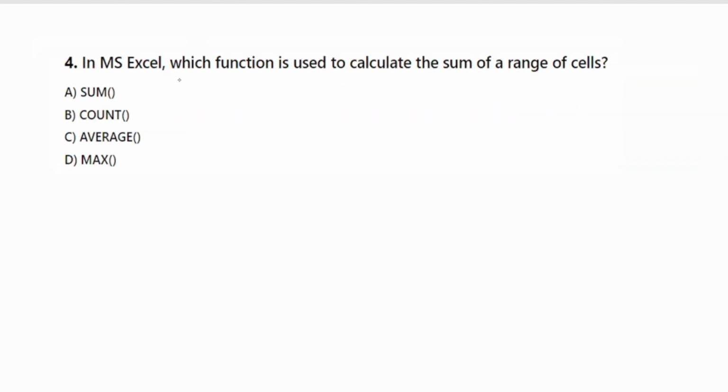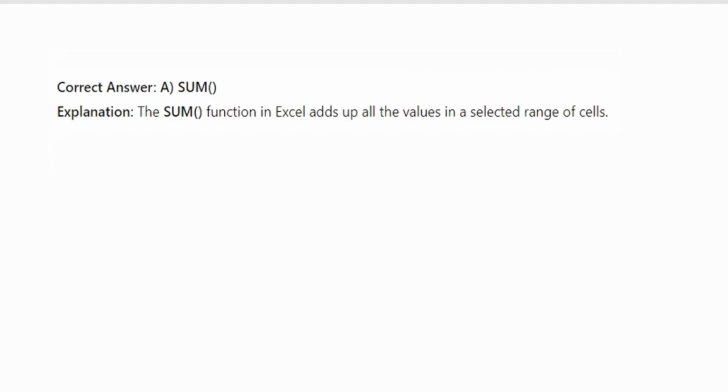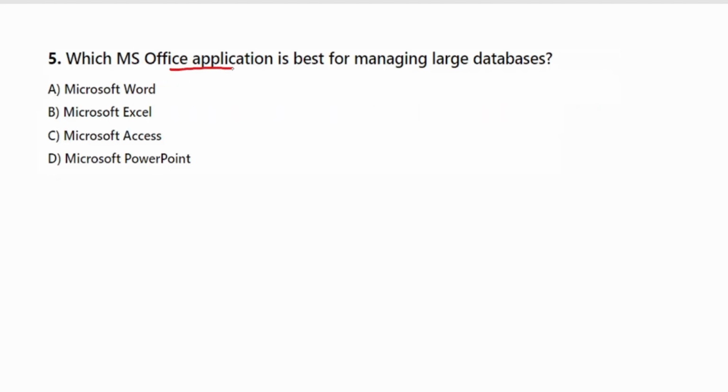In MS Excel, which function is used to calculate the sum of range of cell? So the correct option, sum function, is used to add up all the values selected in the range of a cell. Which MS Office application is best for managing large database?